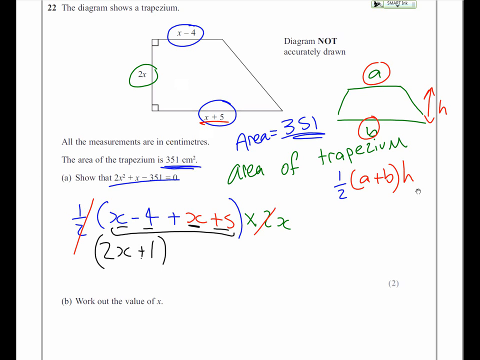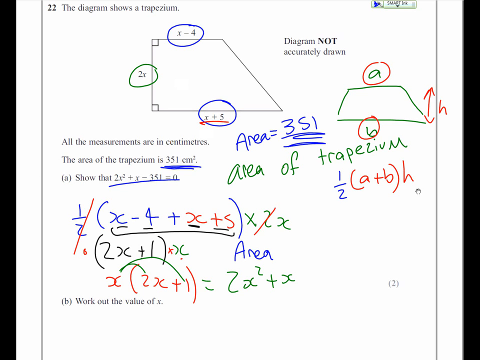And now this is where you might get a bit confused the way I've written this. You know that's a multiply, so it doesn't actually matter if the x is at the front or at the back. We're used to seeing it at the front, so I'm going to make that nice for you. As times out, we get 2x squared plus x. And now, that is actually the area. We know the area is 351. And now we're going to take away 351 from both sides to get what we were hoping for, equal to 0.